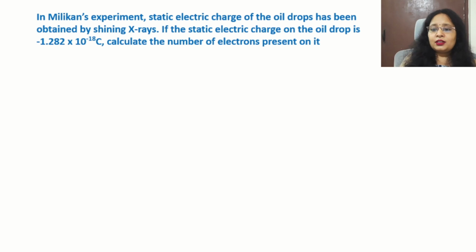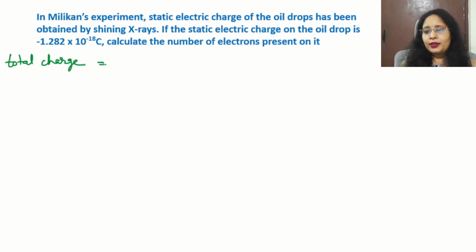So friends, in this question we need to find the number of electrons. So whatever is given, we will write first. Total charge on the oil drop is minus 1.282 into 10 to the power minus 18 coulomb. Now friends, here the minus charge is not involved with the amount of the charge. That is showing which side the electron is going, whether it is coming or it is going.